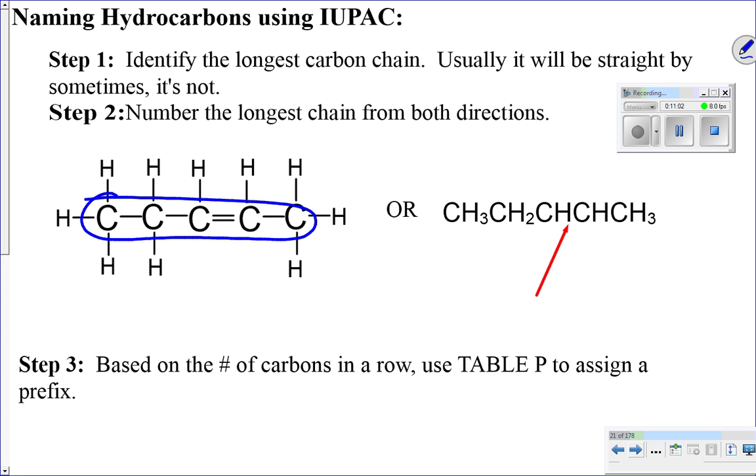We first identify our number of carbons in a row. Keep in mind in this condensed structural formula, this is actually showing where the double bond is. And I know that because there's only one hydrogen attached to each of these carbons. Once we have this double bond over here, it's affecting the number of hydrogens that can fit onto each of those carbons. So that is shown in that condensed structural formula, so it is visible that you have a double bond there, and that's an important thing to be able to recognize.